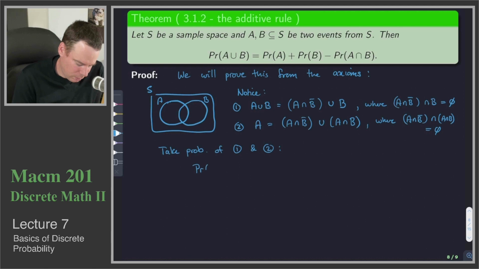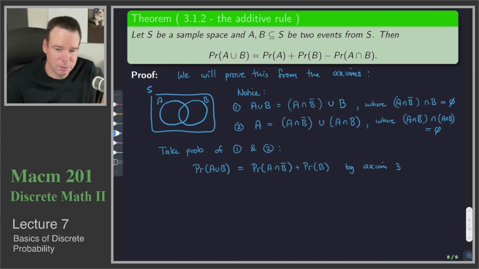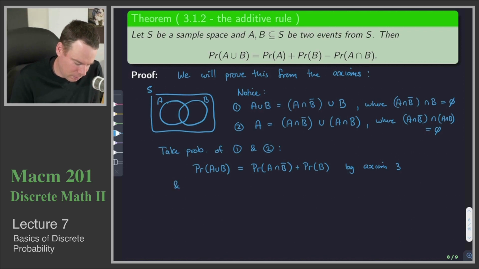So the probability of A union B, this is equation 1, is equal to the probability of A intersect B complement plus the probability of B. And that's by axiom 3, because those sets are disjoint, and the probability of the union is just the sum of the probabilities. And doing the same thing with the next equation, the probability of A is equal to the probability of A intersect B complement plus the probability of A intersect B. Again by axiom 3.